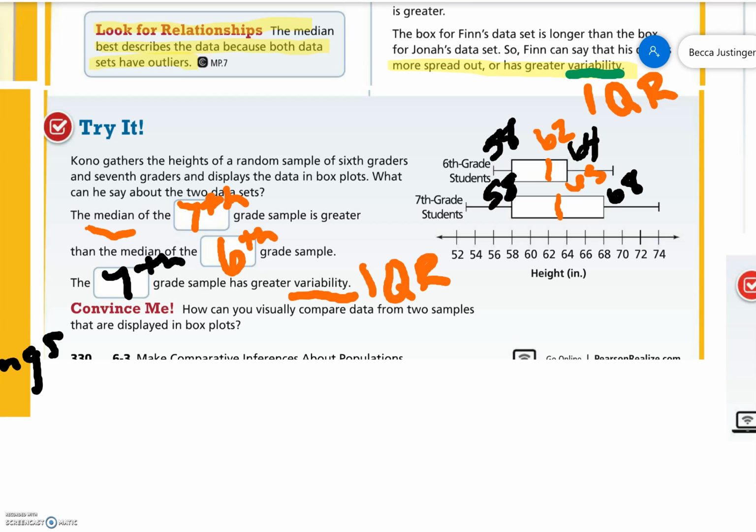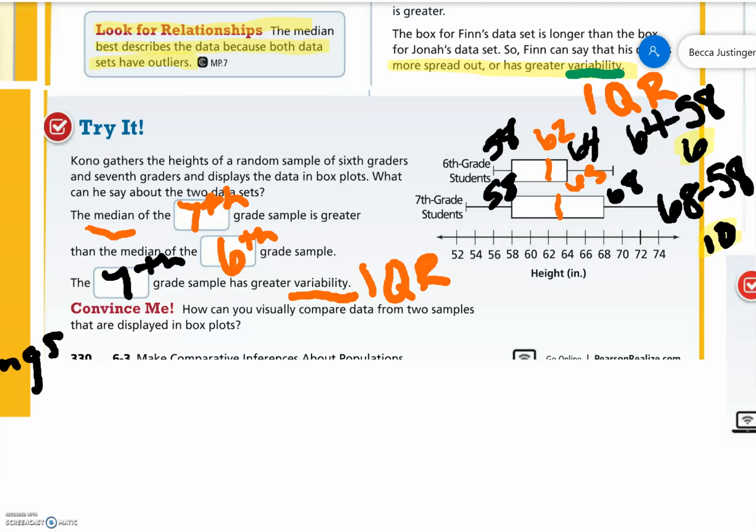But if you weren't sure, you could always subtract. Remember range, we take the highest minus the lowest. 64 minus 58 is 6, and 68 minus 58 is 10. So 10 is in fact greater than 6, proving our quantitative inference that the 7th grade students have more variability than the 6th grade students.